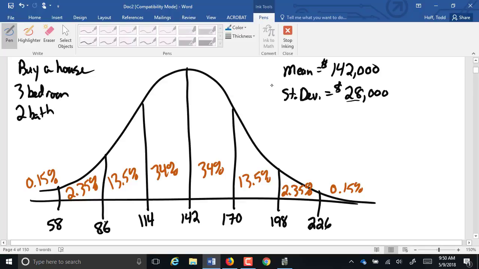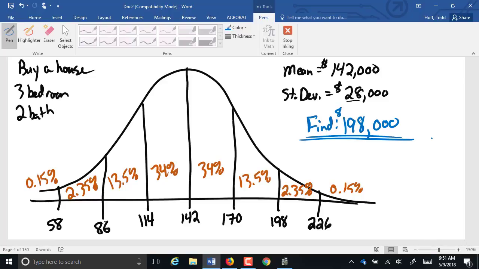And let's say you find a house that's priced at 198,000. You really like this house, and your agent is telling you you better put in an offer right now. This one's going to sell quick. Well, what this tells us, 198,000 is right here.